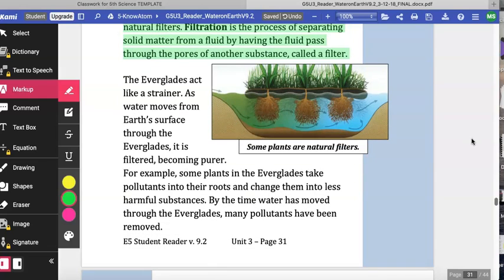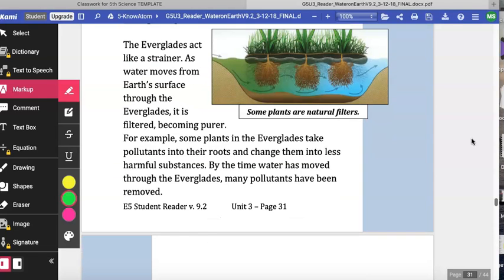The Everglades act like a strainer. As water moves from Earth's surface through the Everglades, it is filtered, becoming purer. For example, some plants in the Everglades take pollutants into their roots and change them into less harmful substances. By the time water has moved through the Everglades, many pollutants have been removed.